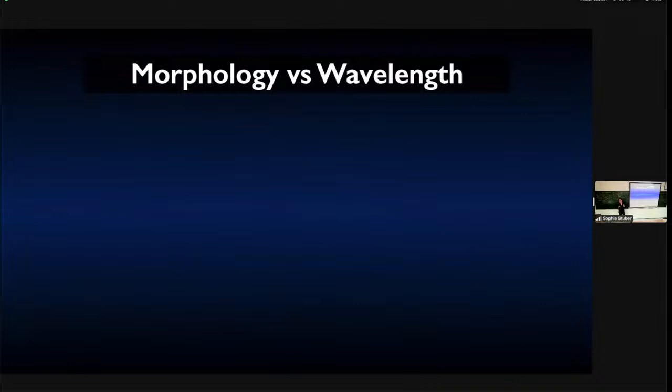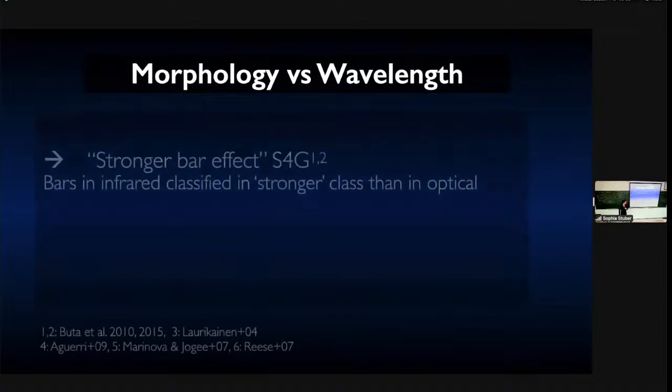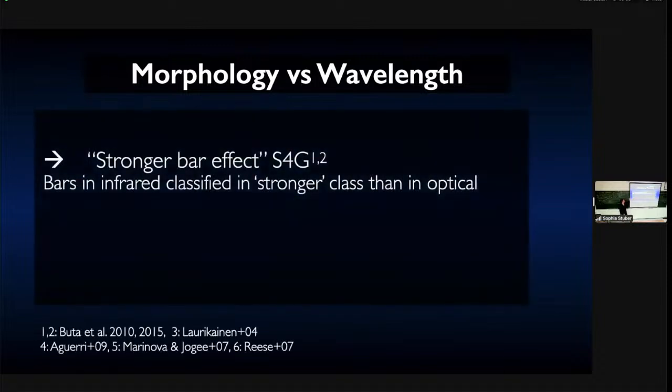Well, in the literature, there's this idea out there that actually it depends. That some morphological structures are more easily visible in some wavelengths compared to others. Just to give you an example, there's the so-called stronger bar effect. If you want to classify bars based on infrared data, they tend to be classified in slightly stronger categories than if you would use optical data of the same galaxies.